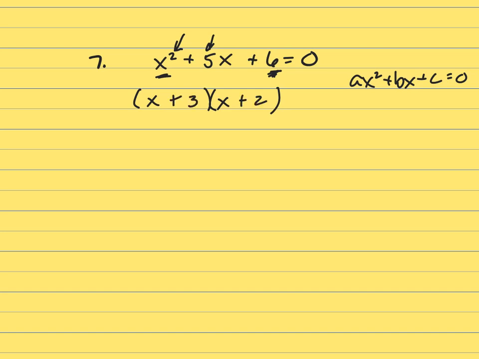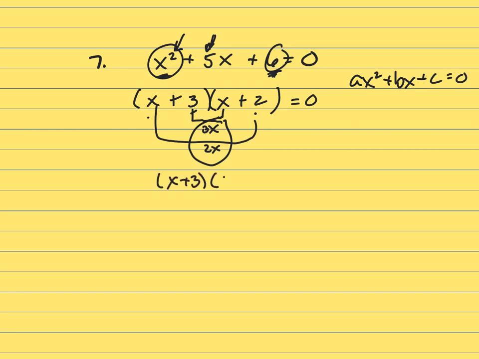Plus signs. X times x is x squared. 3 times 2 is 6. And then you've got to multiply your insides and your outsides and combine these, and it has to give you the middle one. So that works. So I've got x plus 3, x plus 2 equals 0.